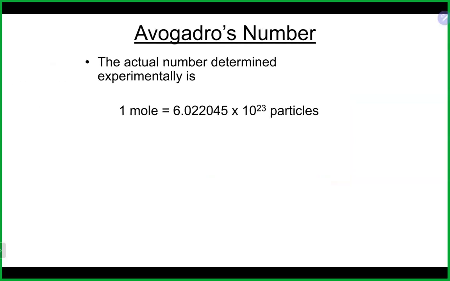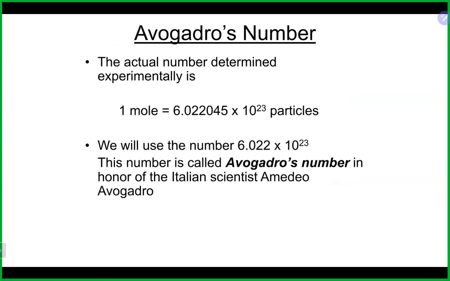When we talk about a mole, it does represent an actual number, and that number is known as Avogadro's number. Avogadro's number is 1 mole of anything, which is basically 6.022 times 10 to the 23. So we do use this rounded version of the number here.